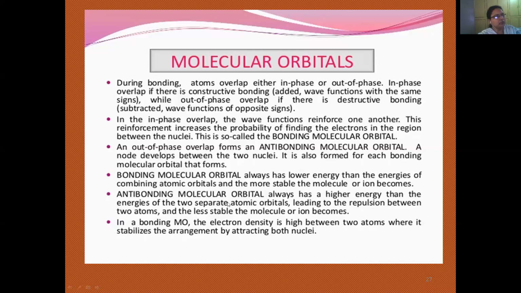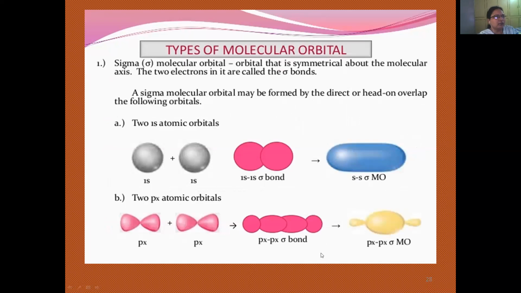Bonding molecular orbitals always have lower energy than the energies of the combining atomic orbitals. Whereas antibonding molecular orbitals always have higher energy than the energies of the two separate atomic orbitals, because they lead to repulsion between two atoms and the molecule or ion becomes less stable.